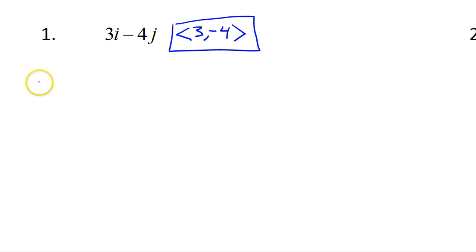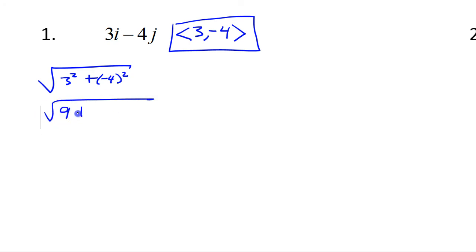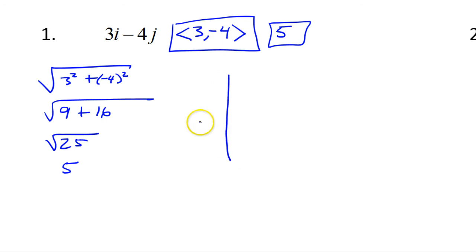To find the magnitude, we will do the square root of 3 squared plus -4 squared. That's going to be the square root of 9 plus 16. That's the square root of 25, which is 5. So the magnitude is 5. Now for the direction. This vector goes right 3 and down 4. That's going to put it into the 4th quadrant.